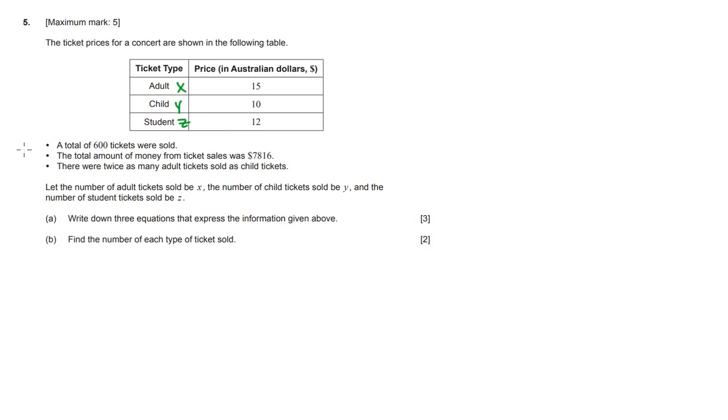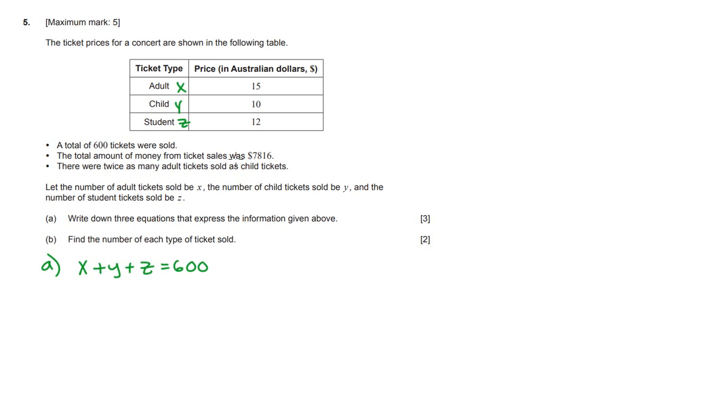Good news is, look at that. They give us 1, 2, 3 different pieces here, so that should be our 3 different equations. It says a total of 600 tickets were sold. So if we add all the X tickets plus all the Y tickets plus all the Z tickets, it should equal 600. So we should simply do X plus Y plus Z equals 600. That's one of our formulas.